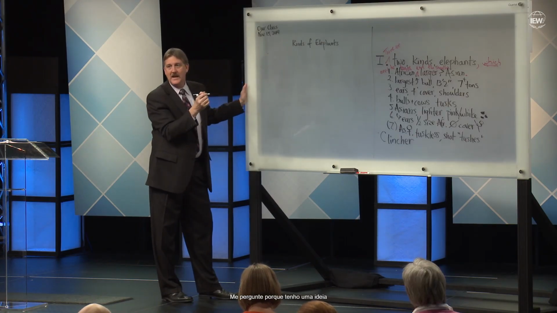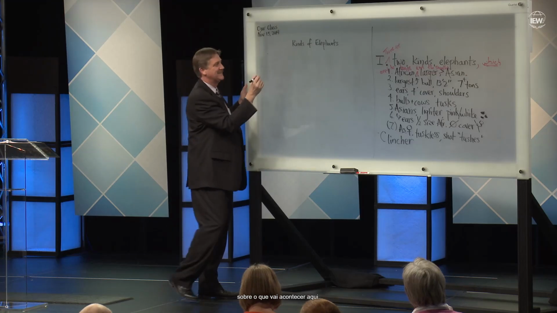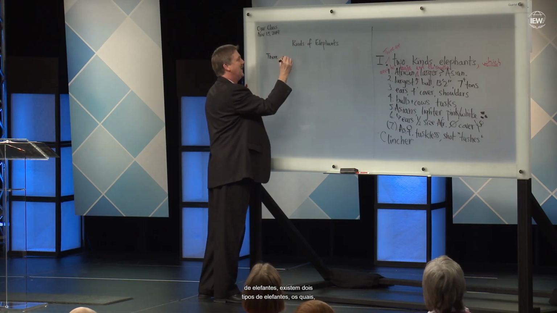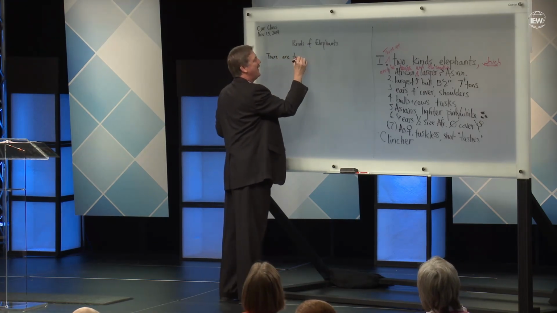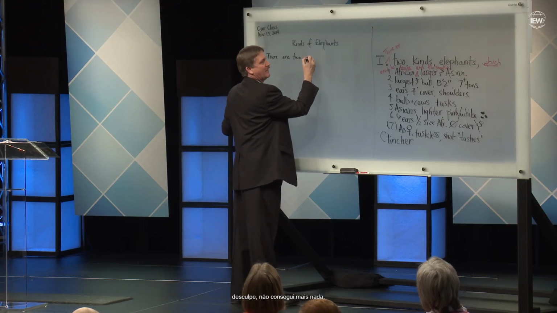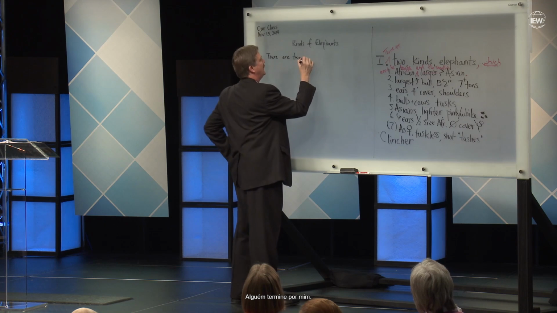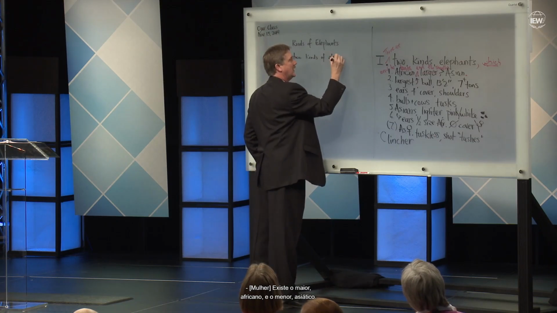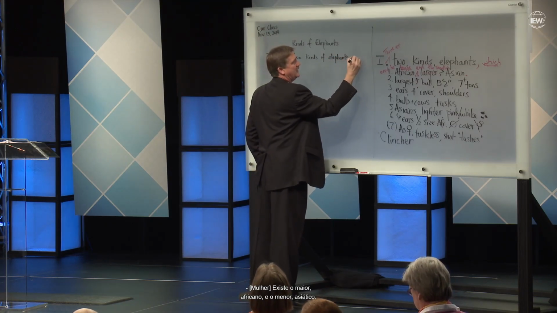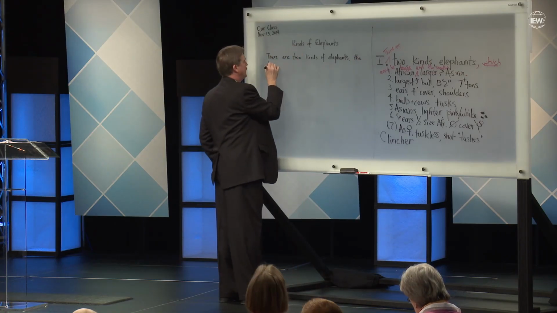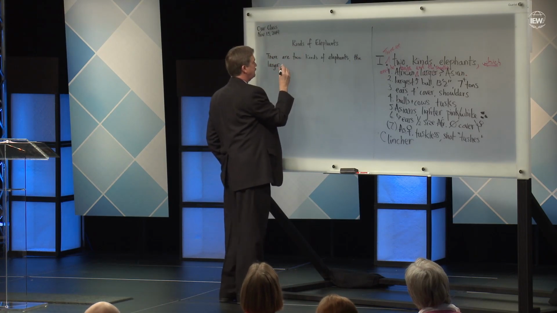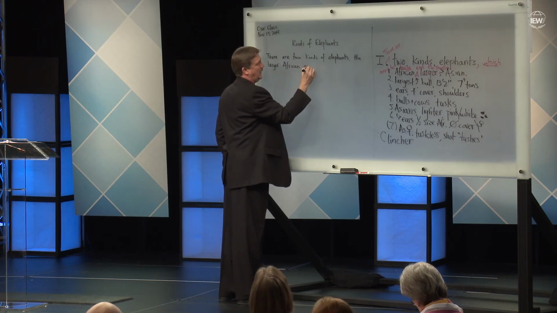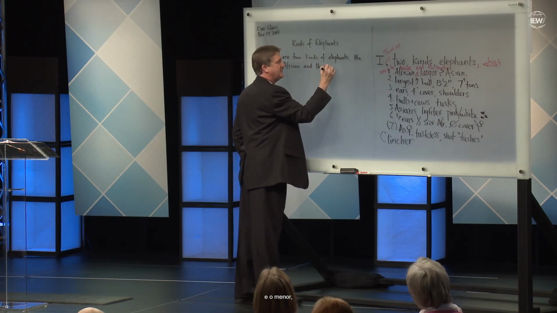Why do I have a nagging hunch as to what's going to happen here? There are two kinds of elephants, which... Sorry, my vision's not there. Somebody go ahead and finish it for me. There are two kinds of the larger African and the smaller.